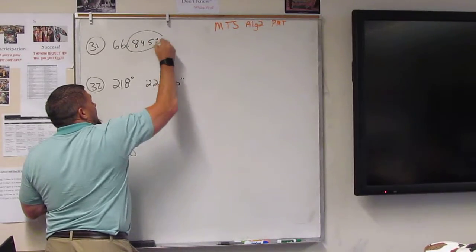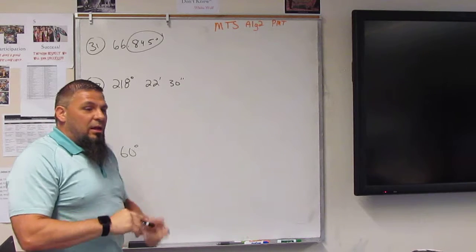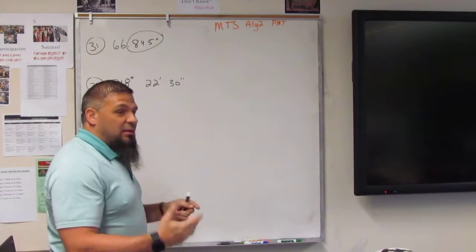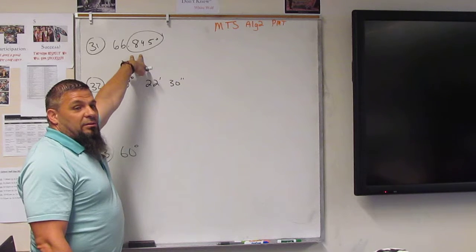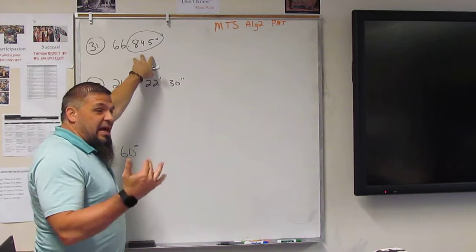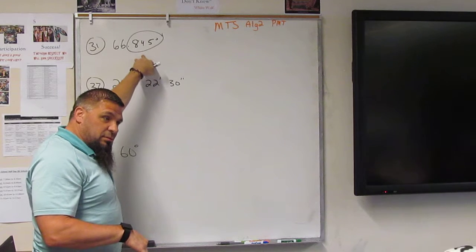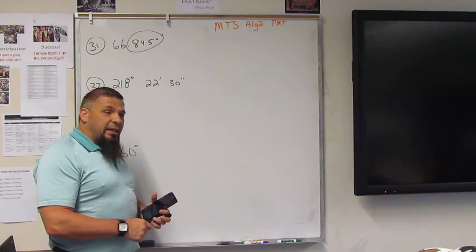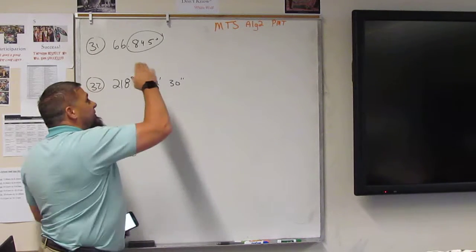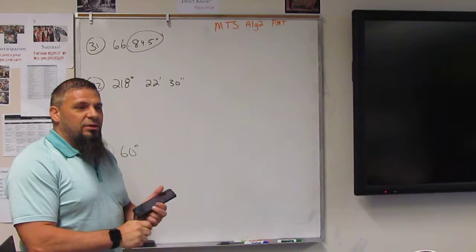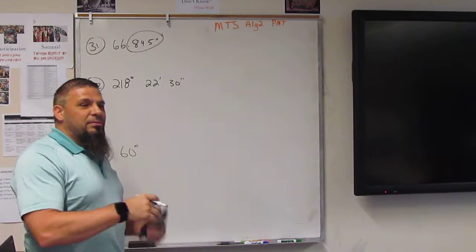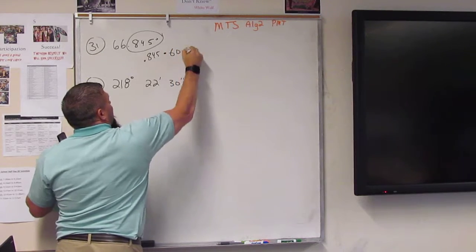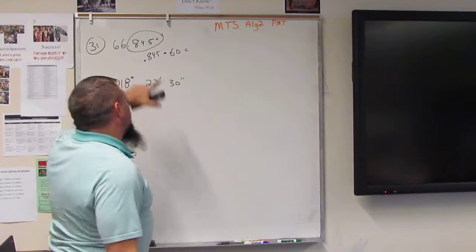I can take this end piece, and I'm saying that's part of a degree. It's actually 84.5 hundredths, 845 thousandths of a degree. So what I'm going to do is use my calculator to say, what is 0.845 of 60? And when you say of, that means times. Remember that from back in third grade? So 0.845 times 60, that's going to give me how many minutes this is.